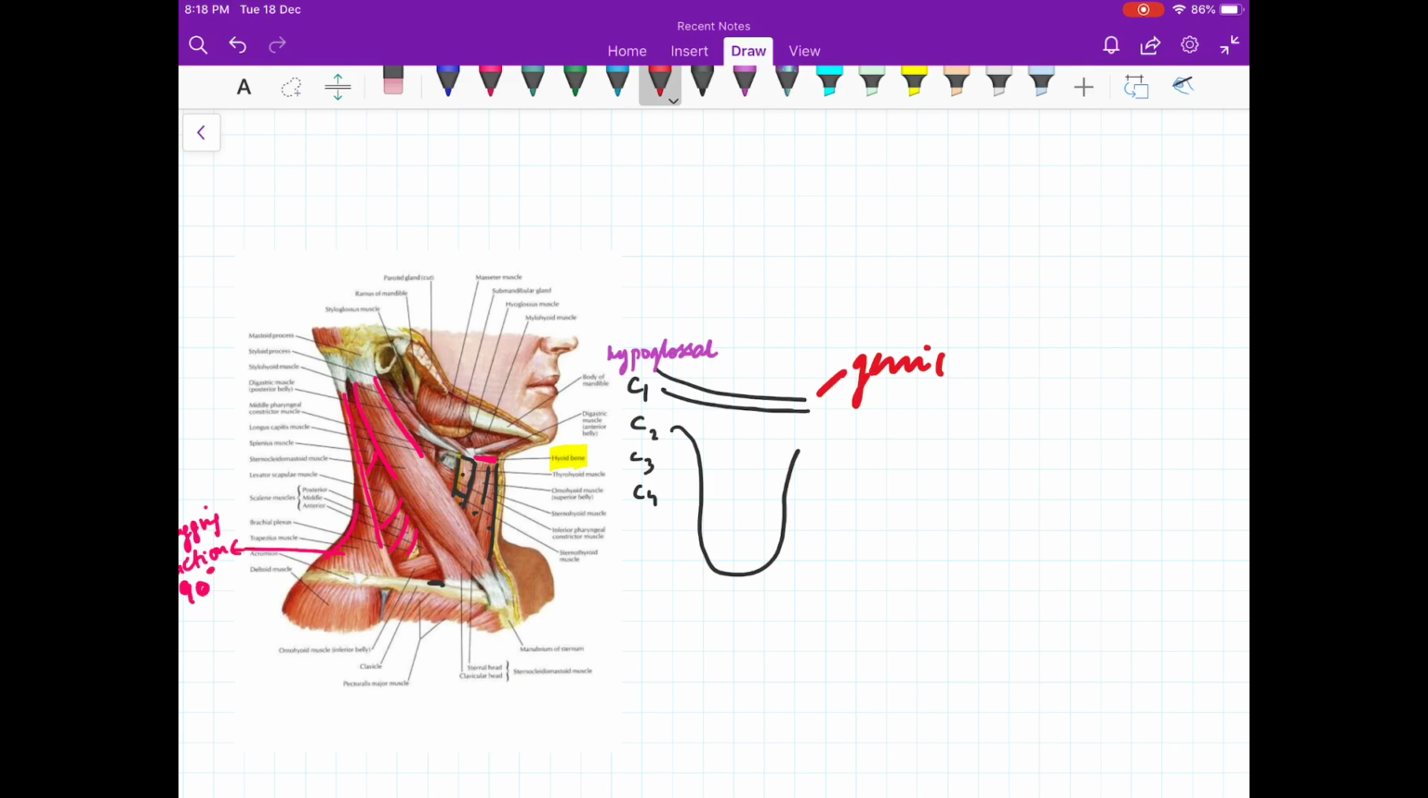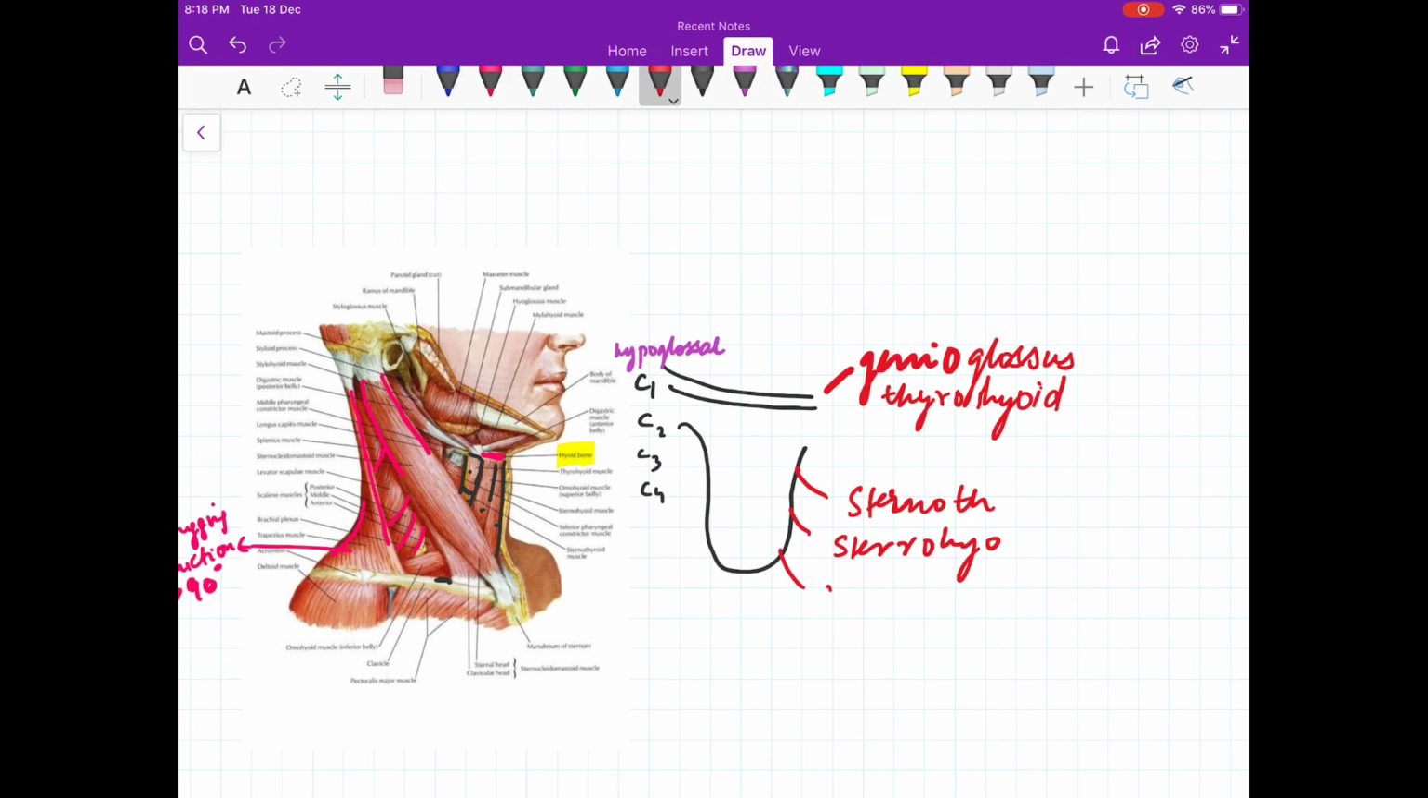genioglossus and thyrohyoid, and the rest of the infrahyoid muscles are supplied by C2, C3, C4, like sternothyroid, sternohyoid, and omohyoid. We call this ansa cervicalis. Omohyoid.